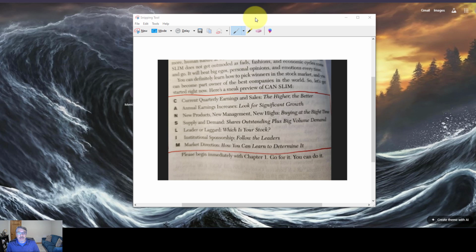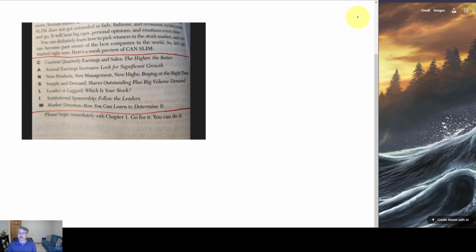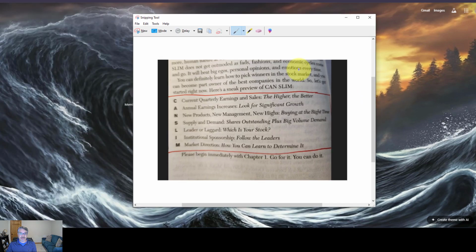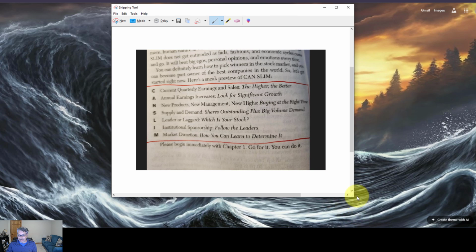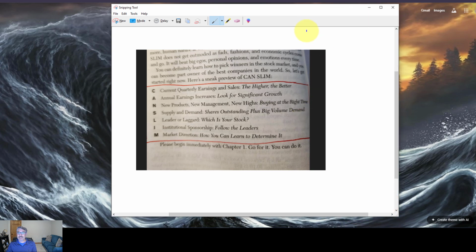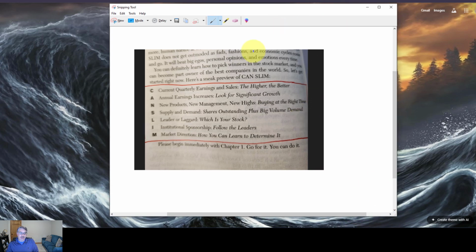Okay, so here is William O'Neill's famous and justifiably so CanSlim system. CanSlim is an acronym. Just listen carefully. And I will tell you what the most important letter in CanSlim is when we get to it.